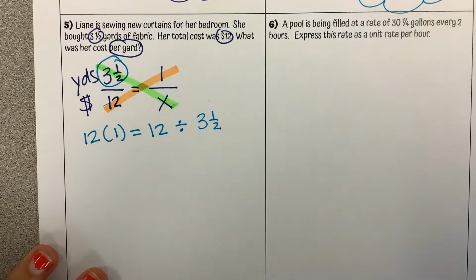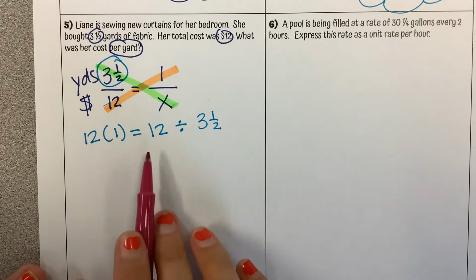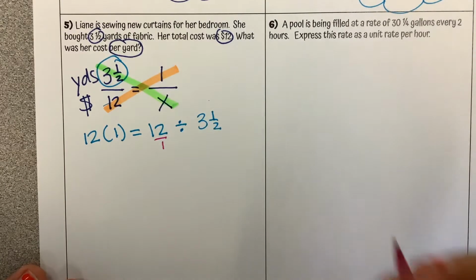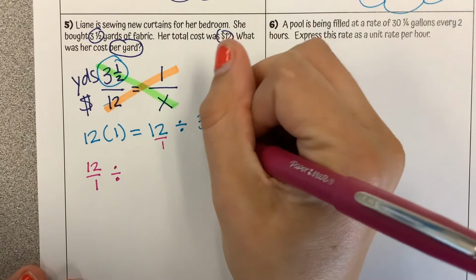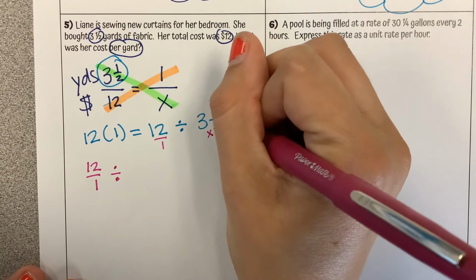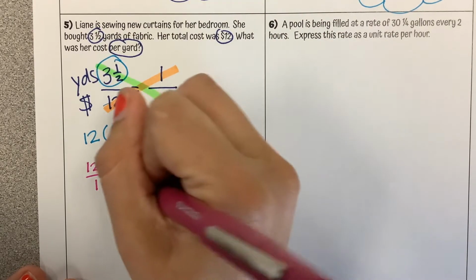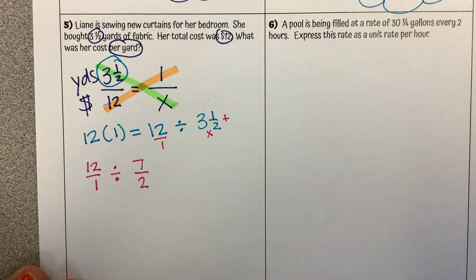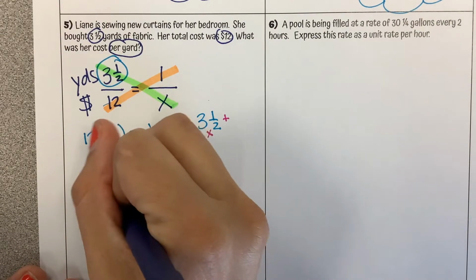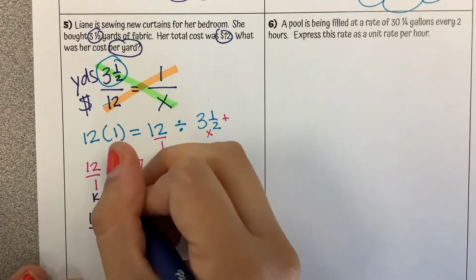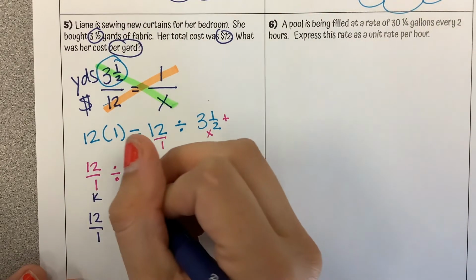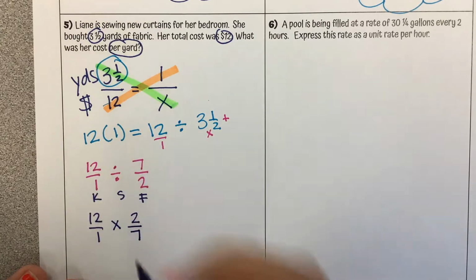Before I can keep it, switch it, flip it, I need to turn these into improper fractions. 12 as a fraction, we just write over 1. So this is going to become 12 over 1 divided by, turn this into an improper fraction. 3 times 2 is 6, plus 1 is 7 over 2. Now I can keep it, switch it, flip it. Keep it as 12 over 1. Switch it from division to multiplication. Flip it from 7 over 2 to 2 over 7.